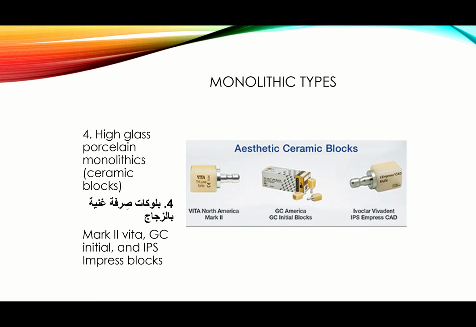Number 4 of our monolithic types is high glass porcelain monolithics, or ceramic blocks. It's a block that you mill into a single-unit monolithic prosthesis. An example would be a Mark II from Vita, GC Initial, or an IPS Impress block. Those are of a high glass content.